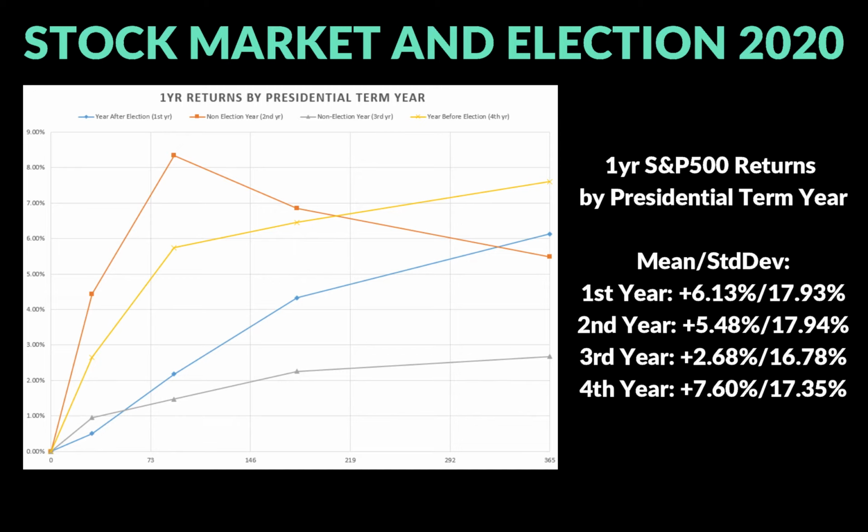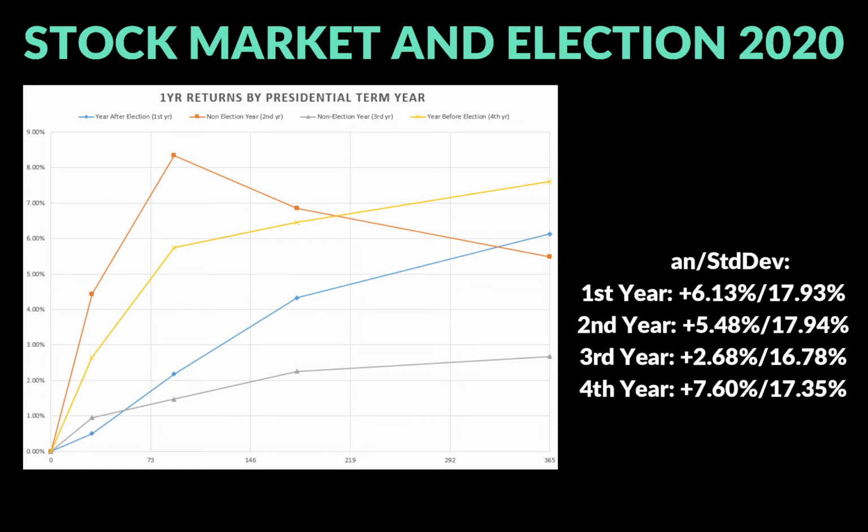The highest performing year is the last year of the presidency, and that might make a lot of sense if you think about presidents trying to stay in office and passing a lot of things to keep the economy stimulated. And then you can see in the second and third year, that's when the returns start to take a downturn, right there around the second quarter of the second year.